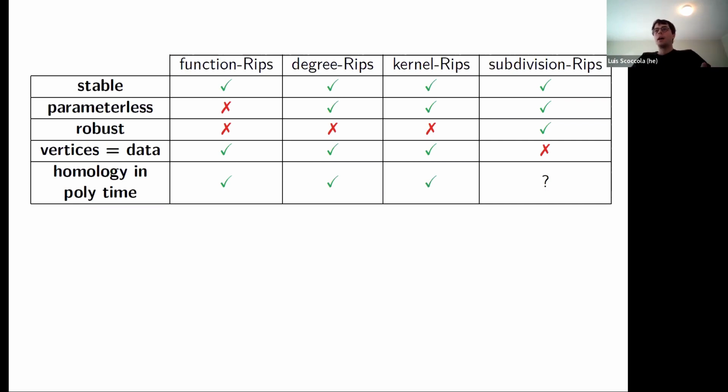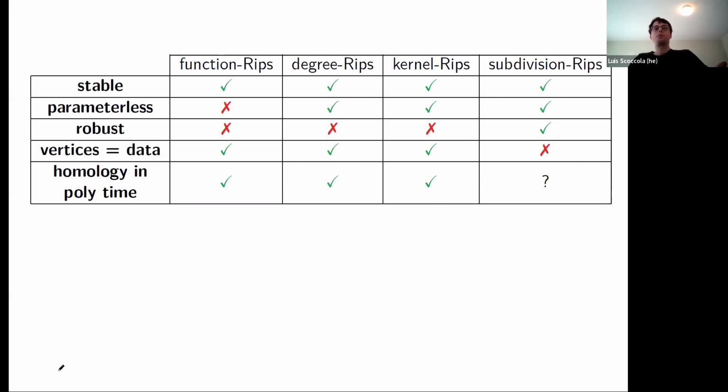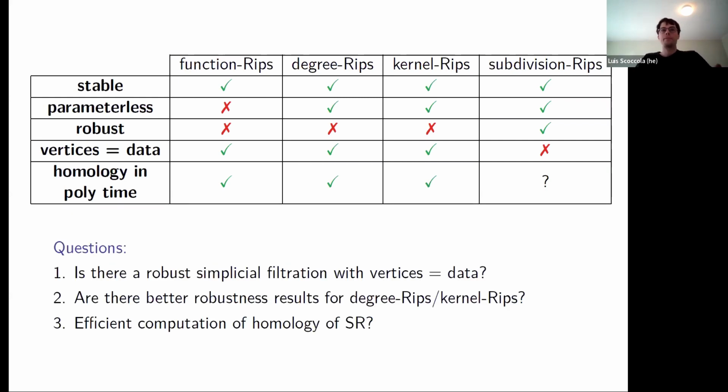And it is huge. So in order to compute the homology, you have to do pretty clever stuff. Rather, this is clever stuff done for the subdivision checkpoint. For the subdivision-Rips, as far as I know, there aren't algorithms yet to compute the homology fast. So my questions are, is there a robust filtration where the vertices are the data points? I think that would be super useful.